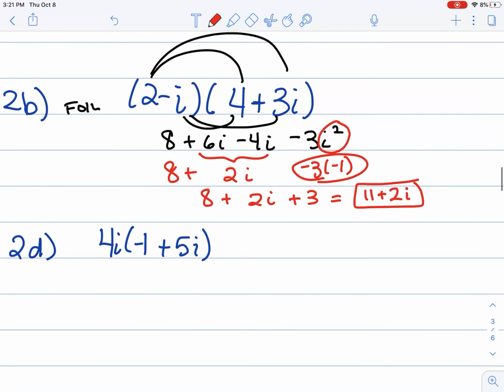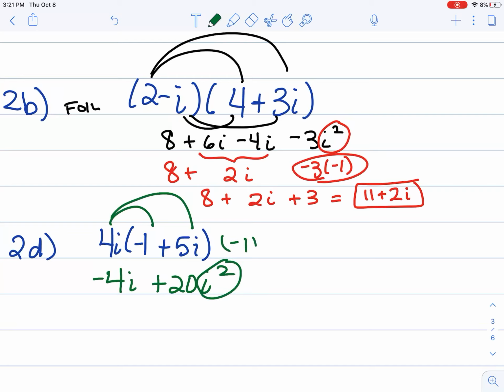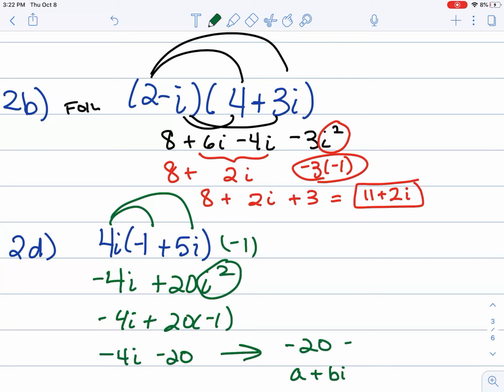And then the last one we're going to do, we're going to distribute 4i into both of these. So 4i times negative 1 is negative 4i, and 4i times 5i is positive 20i squared. Go ahead and simplify. Remember that i squared is really a negative 1. So this is 20 times negative 1. And we get negative 4i minus 20, which if I'm going to put that in complex form, remember it has to be a plus bi with the i at the end. So we're going to go negative 20 minus 4i.